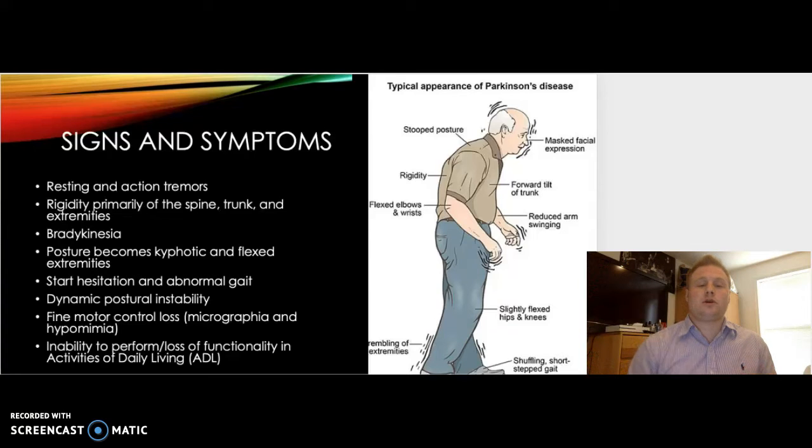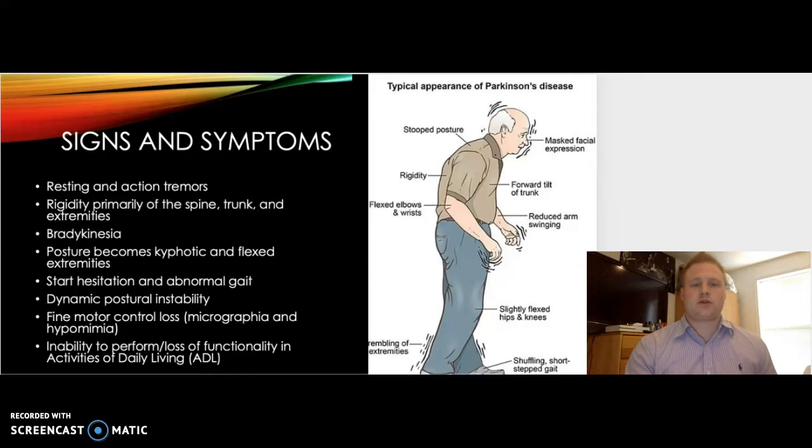Now, 2 other terms that I'd like to incorporate are start hesitation and abnormal gait. Those are 2 terms associated with Parkinson's disease patients that have to do with their walking. So for start hesitation, it's the inability to initiate the first step of walking. And for abnormal gait, they're not walking correctly. They're either slow and shuffling movement, often including dragging one or both feet, and it increases their fall risk dramatically.